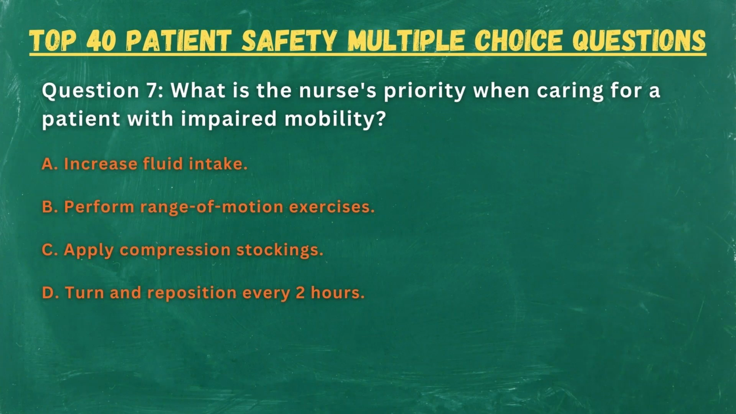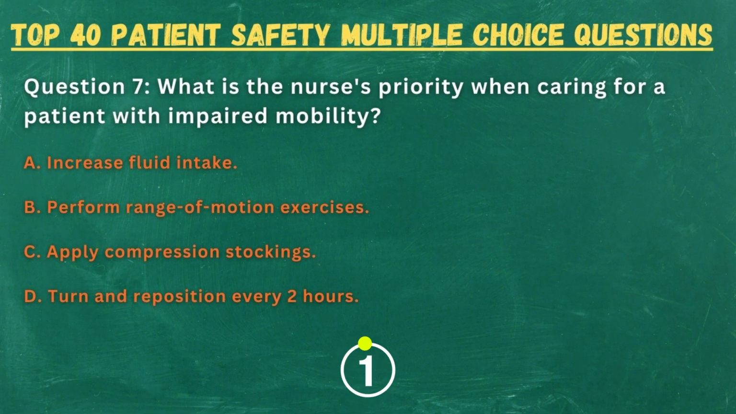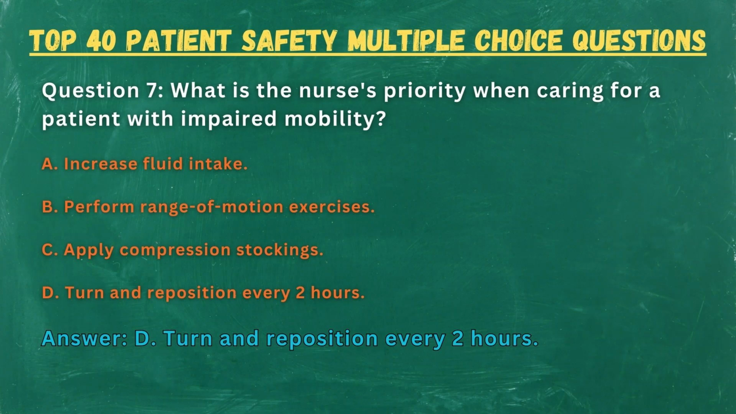Question 7. What is the nurse's priority when caring for a patient with impaired mobility? A. Increase fluid intake. B. Perform range of motion exercises. C. Apply compression stockings. D. Turn and reposition every 2 hours. Answer. D. Turn and reposition every 2 hours.